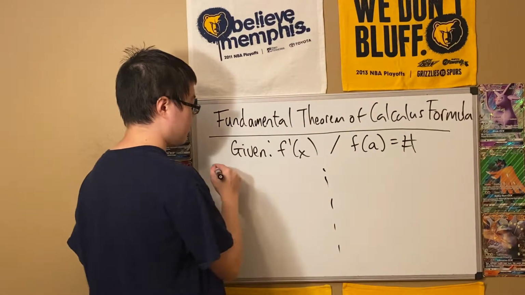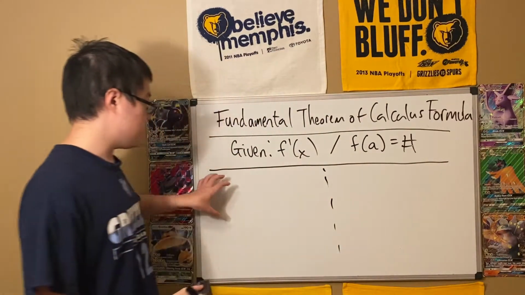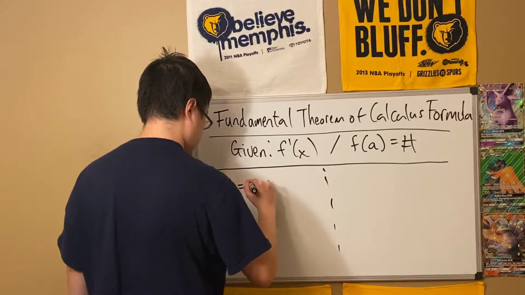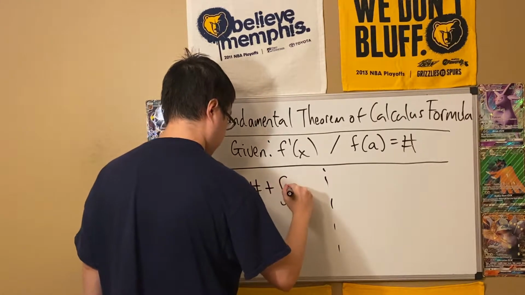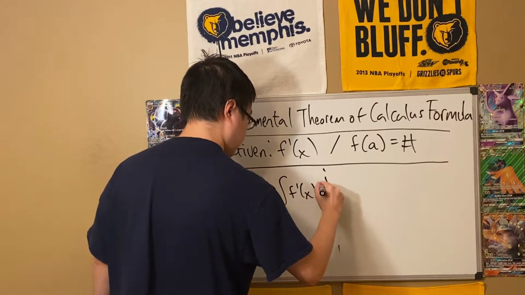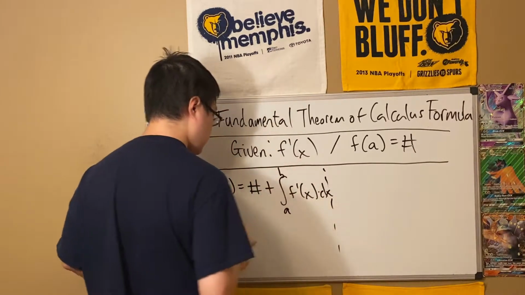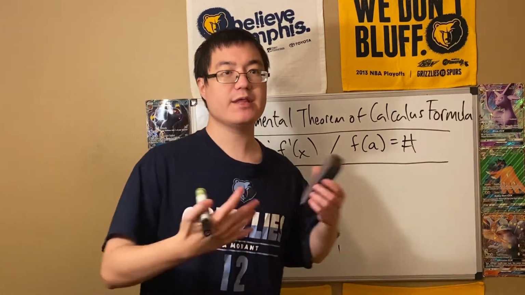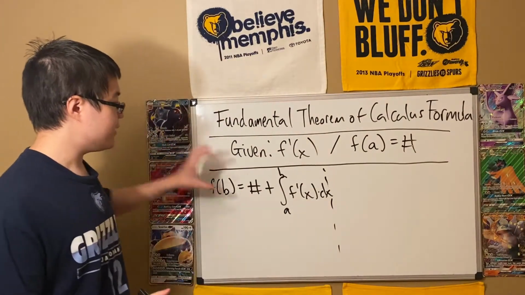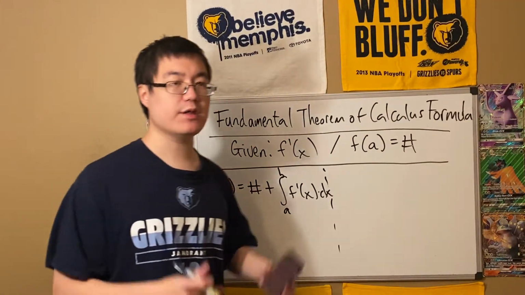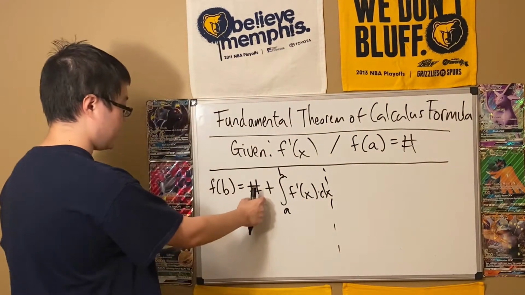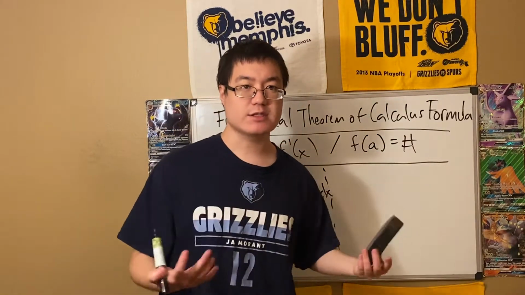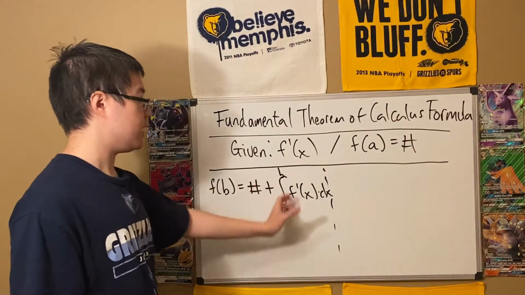And what sort of format do the questions ask? The more common one is right here: f of b equals a number plus the integral of f prime of x dx from a to b. Sometimes they'll say, here's f prime, here's f of a number, find f at a different number. This is a very common question. This is actually the Fundamental Theorem of Calculus formula from the previous video, because if you take this number and bring it to the other side, we have f of b minus f of a equals the integral of f prime.